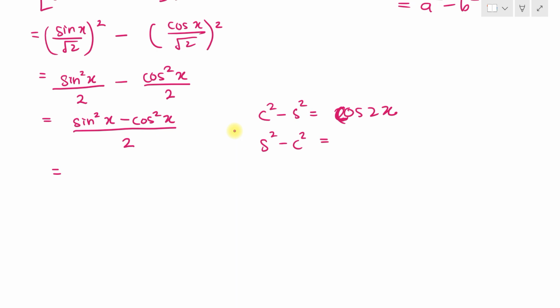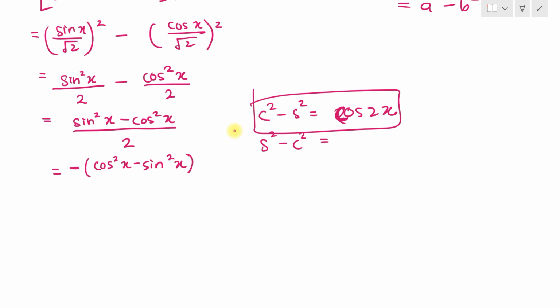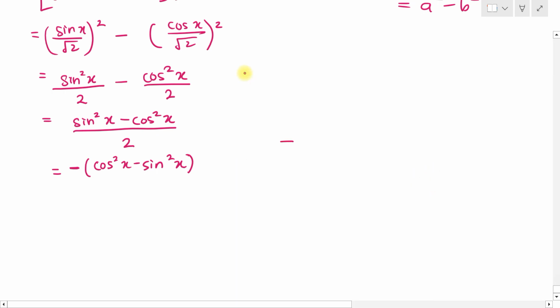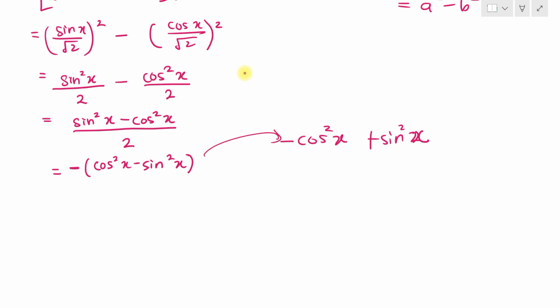So, you can do it like this. You want to make it look like cos 2x, right? So, you apply a negative in front. Lepas tu, you letak cos square x minus sin square x. Okay, I never changed the question. I just changed the form. When you expand this thing, you get back negative cos square x plus sin square x.